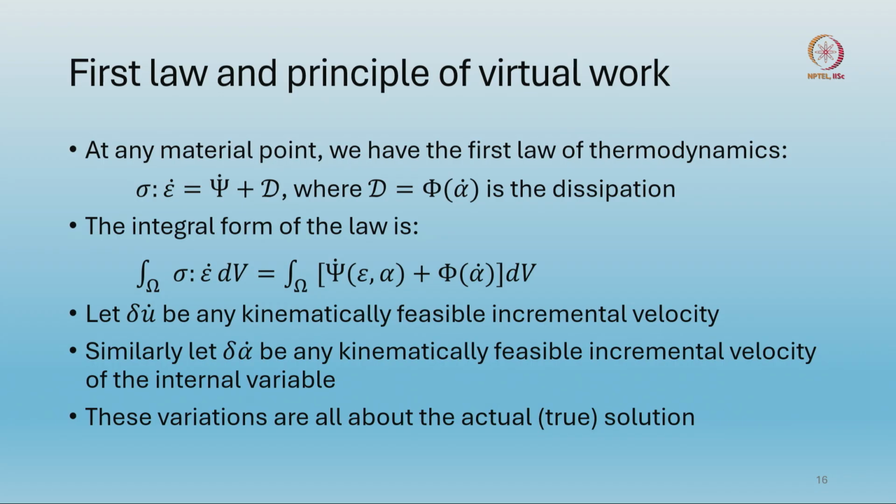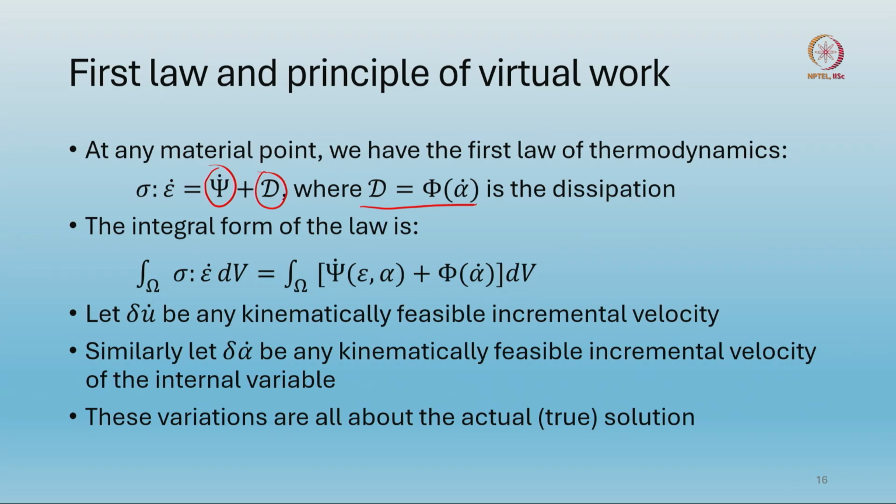To do that, first observe that at a material point we have the first law of thermodynamics. It is given by sigma inner product epsilon dot, okay, that is the total power. Part of that is the elastic power psi dot and the rest of it is dissipation d. What is d now? Thanks to convex analysis, we have a very easy way of identifying d with phi of alpha dot. That is, the dissipation potential itself is this d, right.